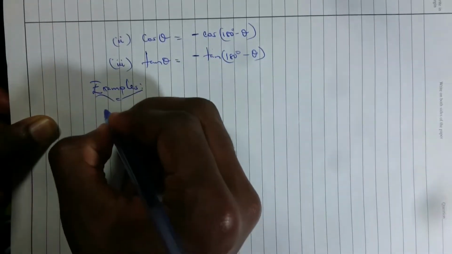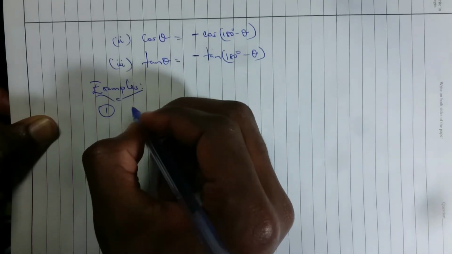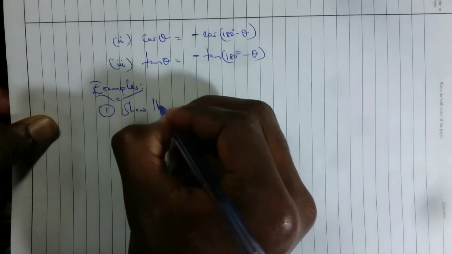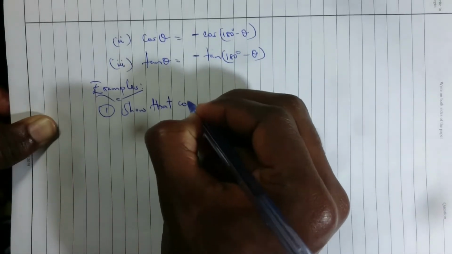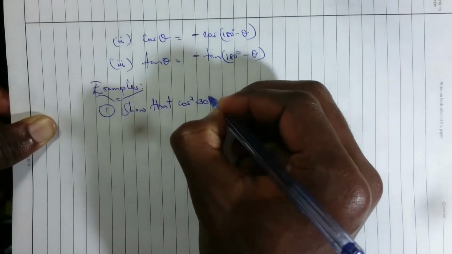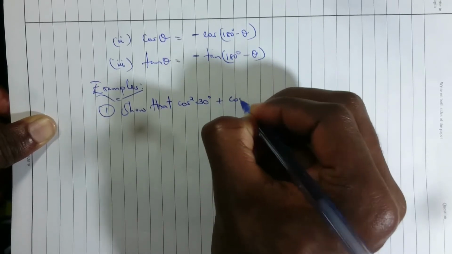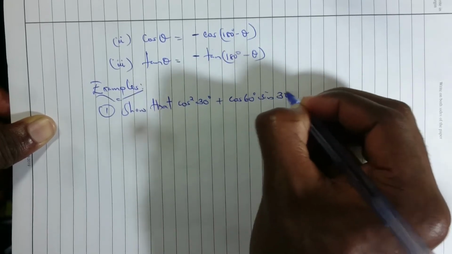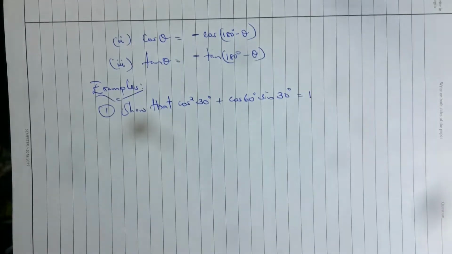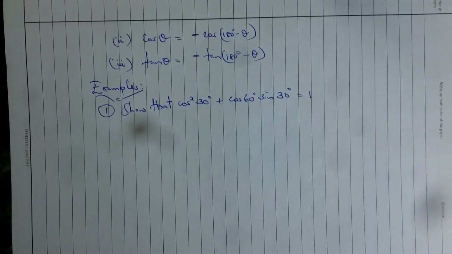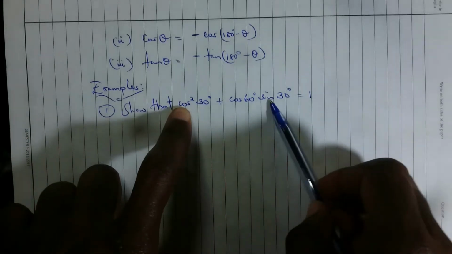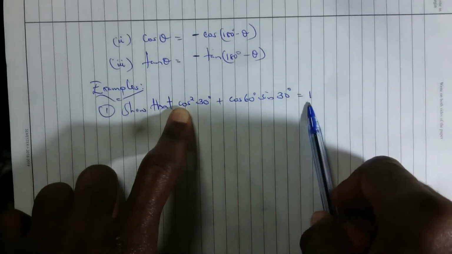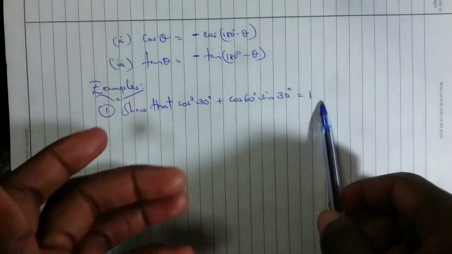Let's show that, number one, show that cos squared 30 degrees plus cos 60 degrees times sine 30 degrees is given by 1. In mathematics, once you're told to show something, you need to start from one side and prove that it leads to the other side. It means if you start with the left hand side, you must manipulate it until it's 1. That's how you show that this is equal to 1.